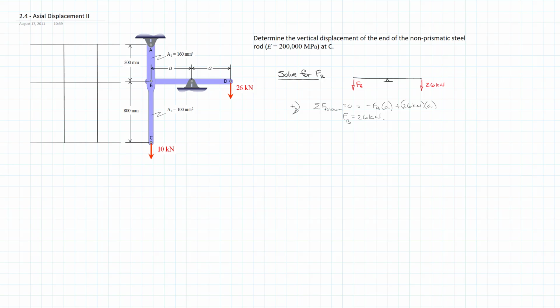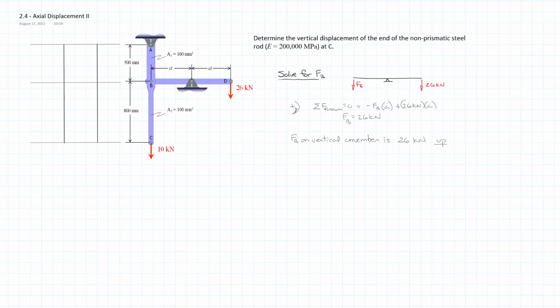Now it's worth noting that that's pushing down on the lever. So the lever is pushing back the other direction, up on what's resisting it. So the actual force applied to the axial member AB is 26 kilonewtons acting up. So I'll probably make a note of that: force at B on vertical member is 26 kilonewtons up.